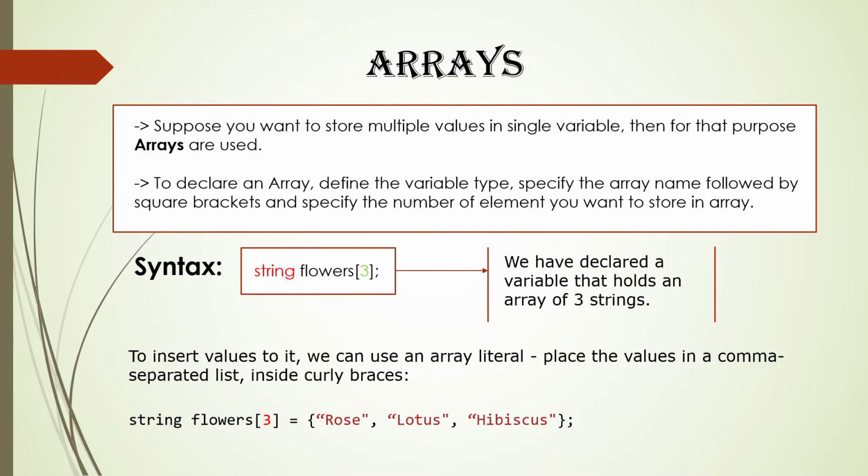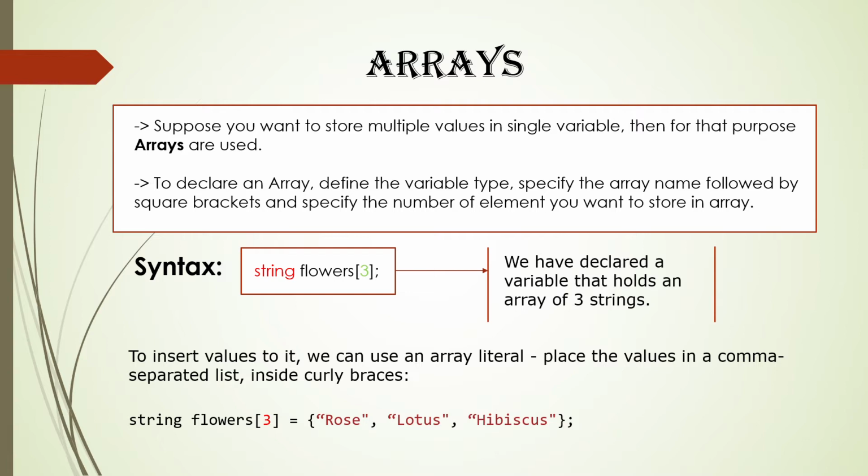Since we have created an array, now comes how should we insert values in it. So firstly, let's see how to assign a value. See the example here. I have created an array named flowers, and in this I can store 3 values of string data type. So I have stored 3 flower names, that is rose, lotus and hibiscus. And since it is of string data type, it should be under double quotation marks, separated by commas, the whole inside the curly braces, then semicolon.